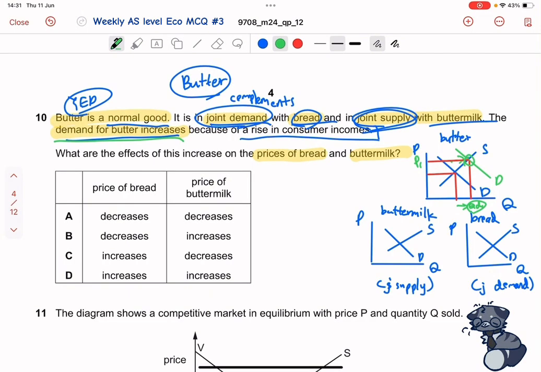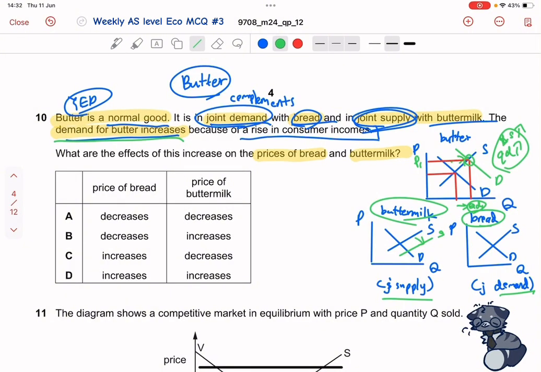So let's look at buttermilk first. Since this is in joint supply, because the quantity of butter increases, the supply of butter increases. Since it is in joint supply with buttermilk, the supply of buttermilk will also increase, so the supply curve will shift to the right to indicate an increase in supply. And for bread, because it is in joint demand, and as equilibrium quantity increases, both of these increase. Since they are in joint demand, the demand for bread will increase because demand overall increases. So the demand curve will also shift to the right.